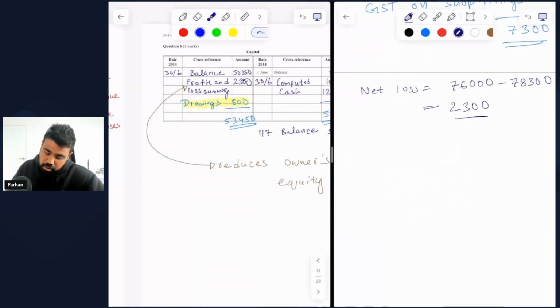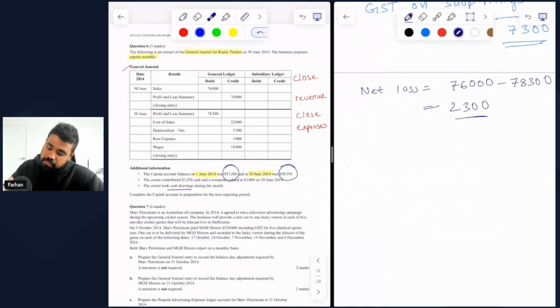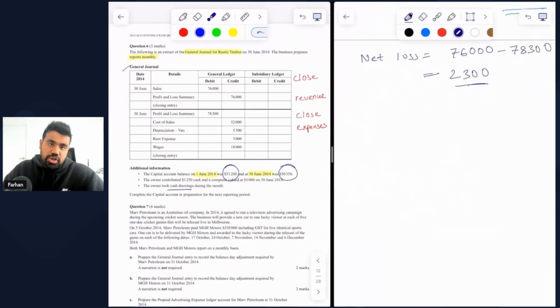Okay, so what about the general ledger and the subsidiary ledger? Now, the general ledger contains accounts for all assets, all equity, all liabilities, all expenses, and all income. What about the subsidiary ledger? Now, the subsidiary ledger, you can understand this by referring to an example that I'll show you. So let me draw an example.